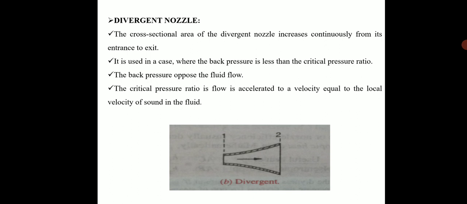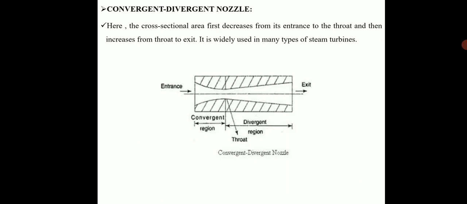The back pressure always opposes the fluid flow. At the critical pressure, the flow is accelerated to a velocity equal to the local velocity of sound in the fluid. The diagram shows the divergent nozzle. Then the convergent divergent nozzle. Here the cross section first decreases from the entrance to the throat and then increases from throat to exit. It is widely used in many steam turbines.